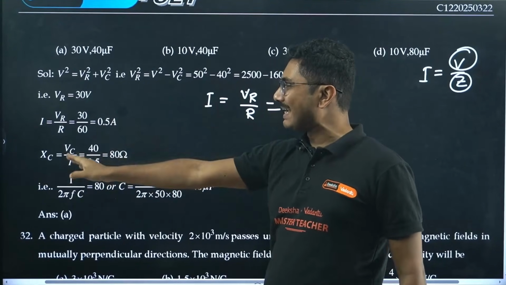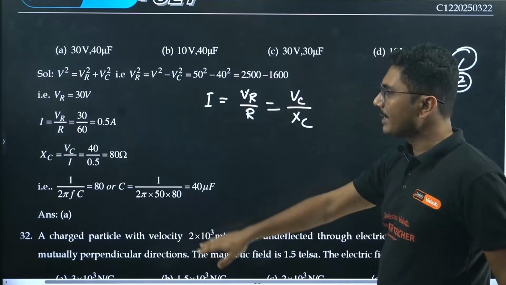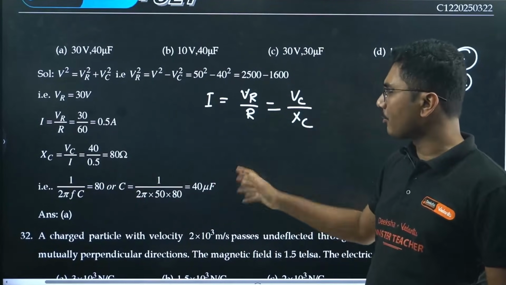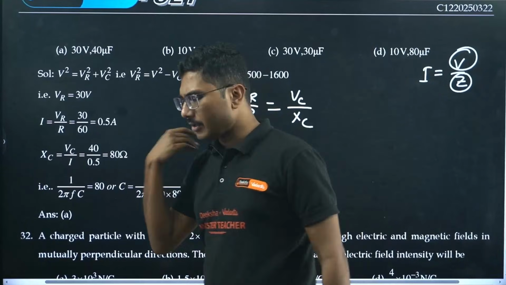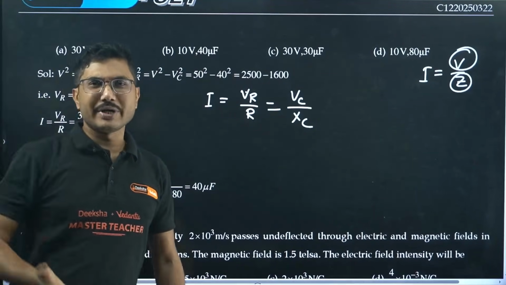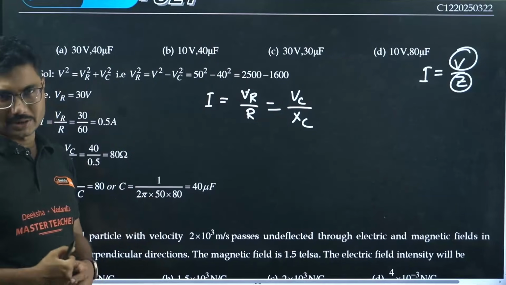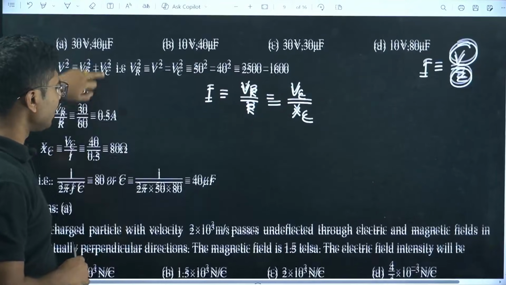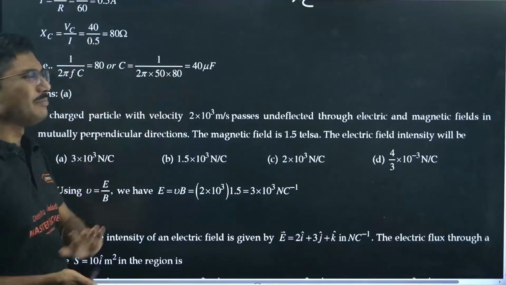Now what is XC? XC is 1 by 2 pi FC. So 1 by 2 pi FC is 80, and by simplifying you will get approximately 40 microfarad. Now if a similar question comes in your exam, they will provide you the values in such a way that you don't need to do a lot of mathematics. Okay, that is for sure. Here also you do not need to do a lot of mathematics, you can easily simplify it.